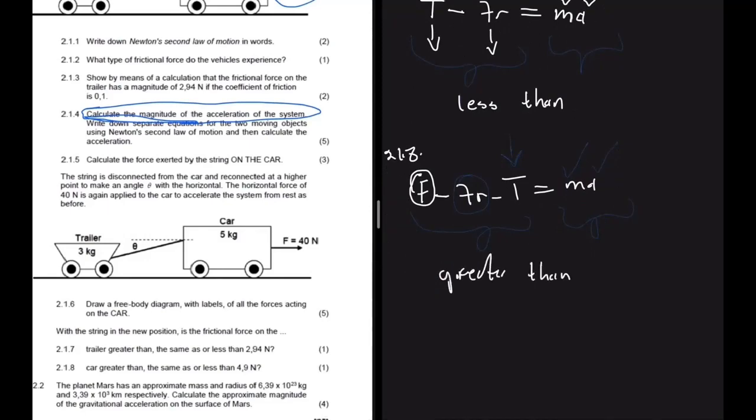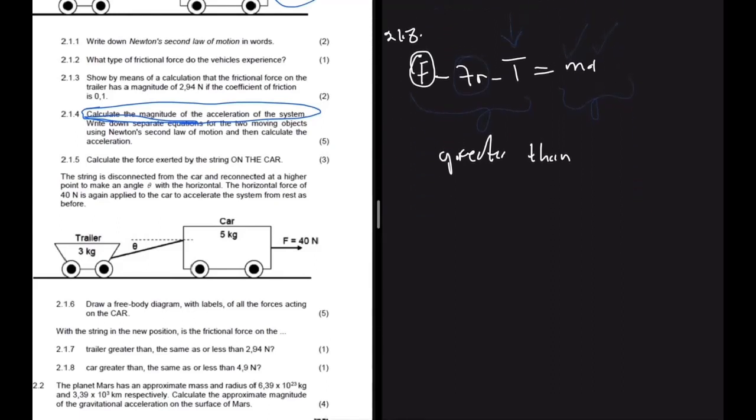Why is the frictional force greater than? It's greater than because now the tension has gone down, but the acceleration is still the same. So the frictional force has to go up so that the equality is still maintained.